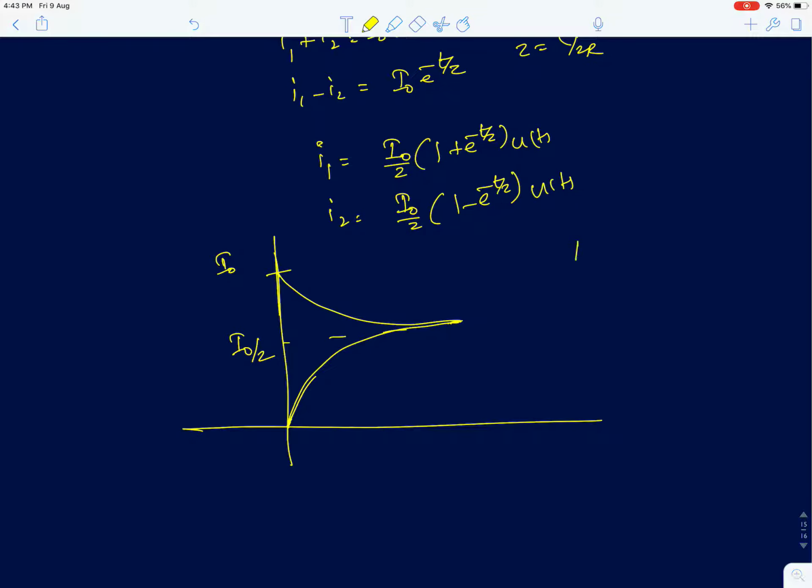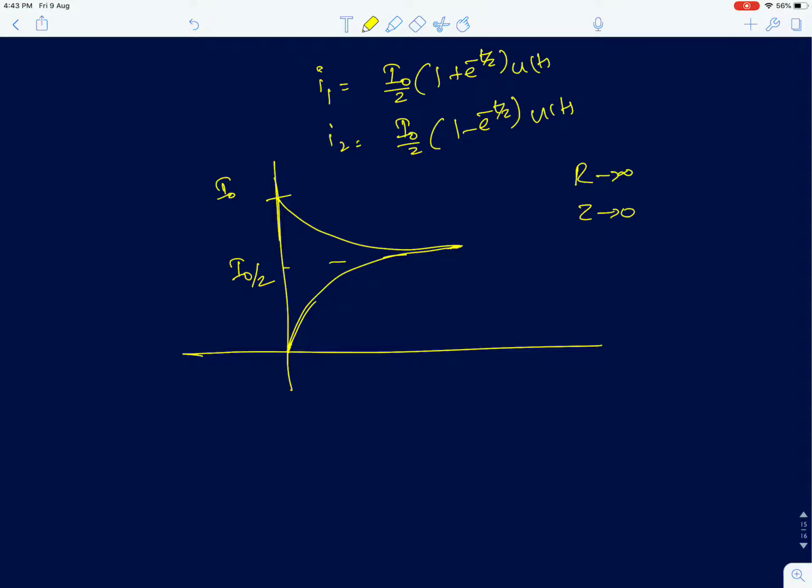Now what happens when your R tends to infinity is that your time constant tends to 0. So there will be a sudden change from I0: the first inductor current will suddenly go to I0 by 2, and the second inductor will suddenly build a current from 0 to I0 by 2. Both the current transitions would take place suddenly, and in that case there will be an impulse of voltage across both the inductors.